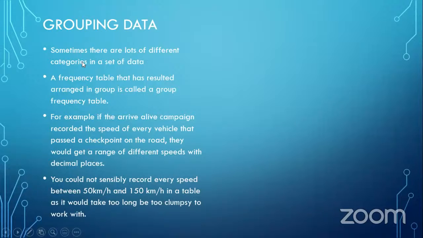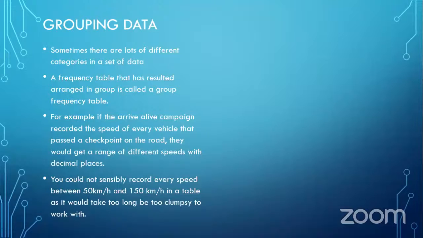Yes, I understand. As it says here, sometimes there are a lot of different categories in a set of data. A frequency table that has resulted in a range group. So when we arrange data like this, the table is called a frequency table. You understand? That table that I just showed you of health, yes, it is a frequency table.